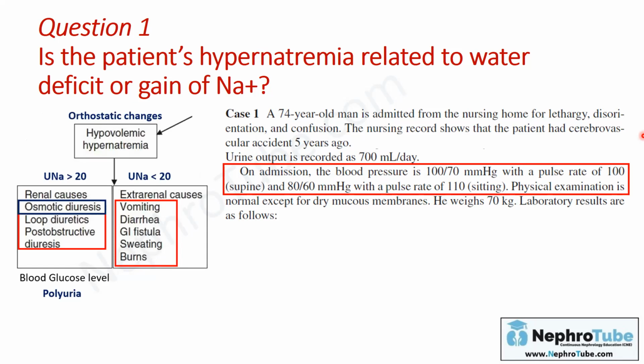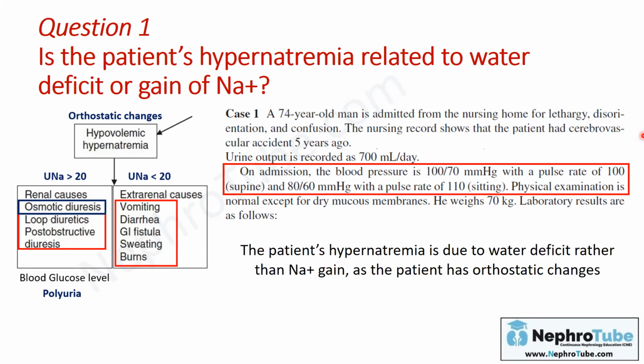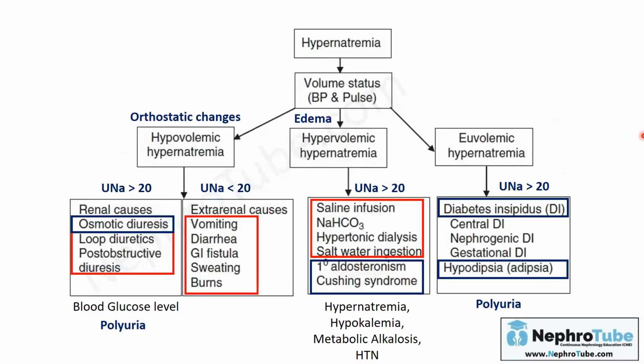And by the way, in the history of this patient, they found that he had vomiting. So the patient had orthostatic changes and hypovolemic hypernatremia secondary to vomiting. So in this patient, hypernatremia is due to water deficit rather than sodium gain, as the patient has orthostatic changes.